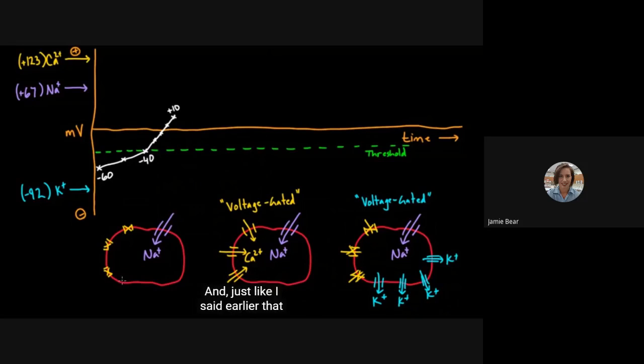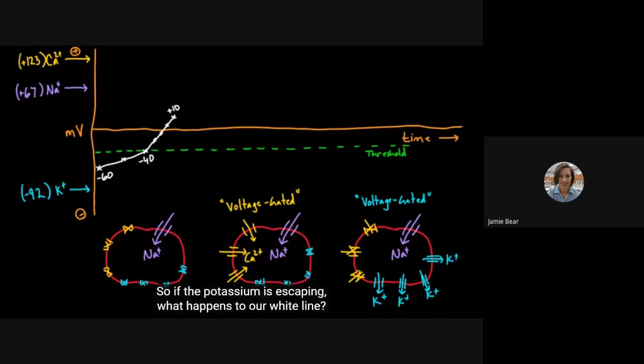And just like I said earlier, that these voltage-gated channels exist, they certainly exist, I just didn't draw them, but they're closed. So they were closed up until this point. They were there the whole time. So they were there in both scenarios, right? They were there and they just stayed shut.